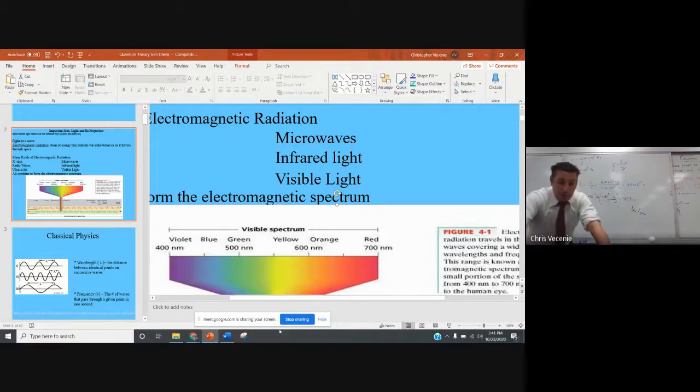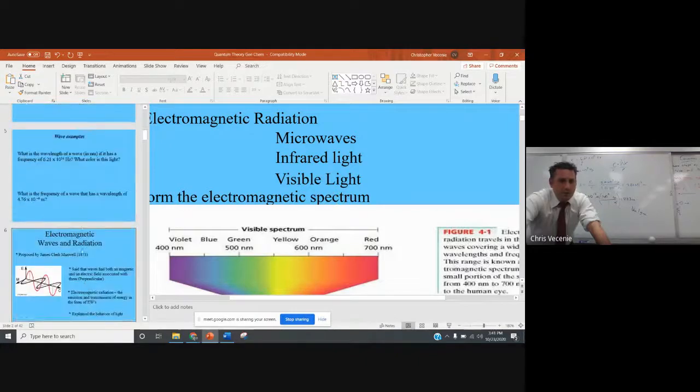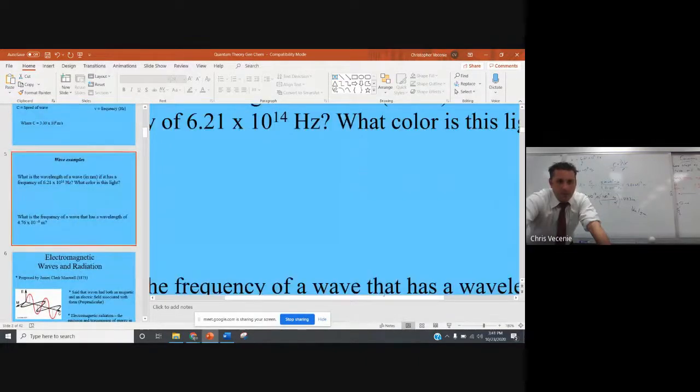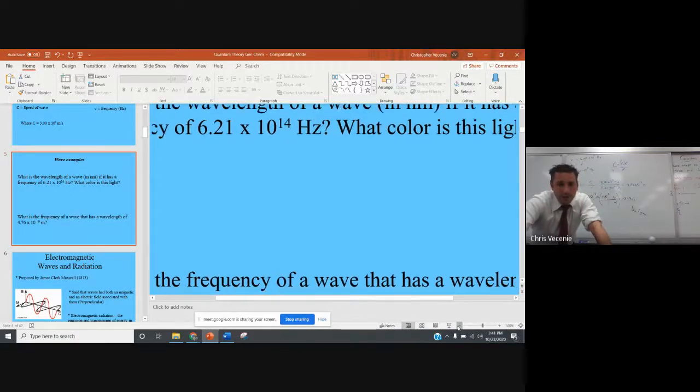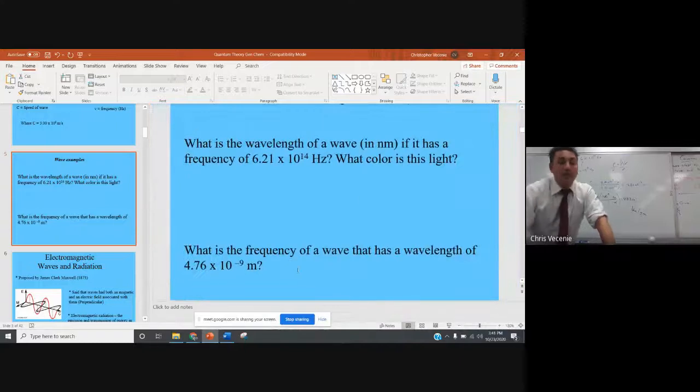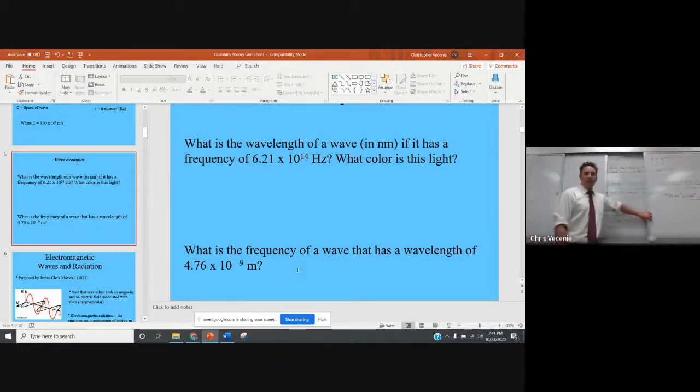So that was the first problem we did, right? Then we dove in to the second problem, right? And the second problem set up similarly, but was asking for something different. It said, what is the frequency of a wave if it has a wavelength of 4.76 times 10 to the negative 9th meters?